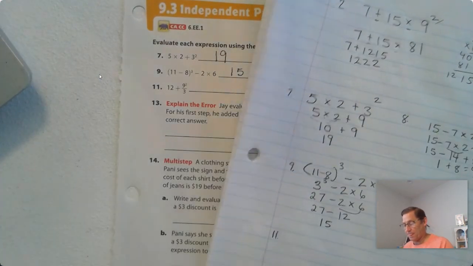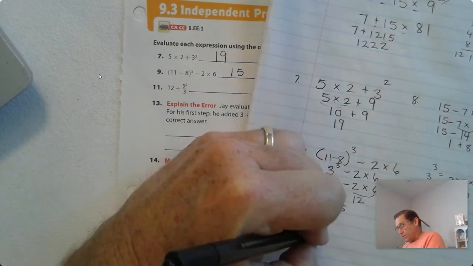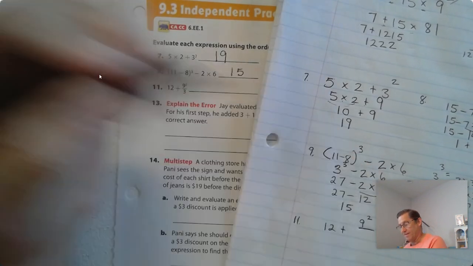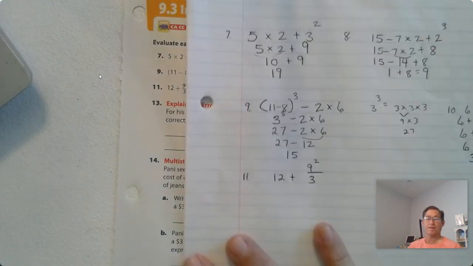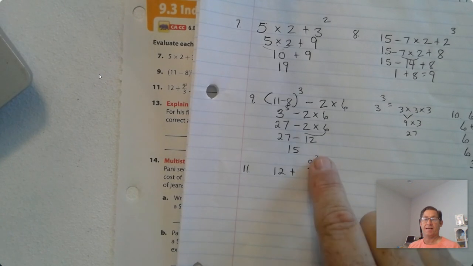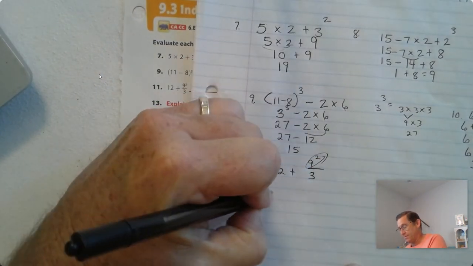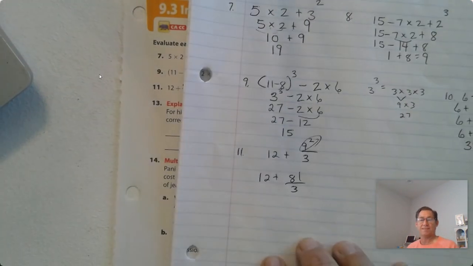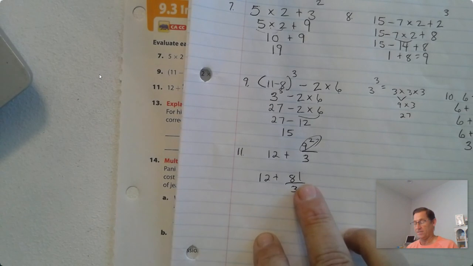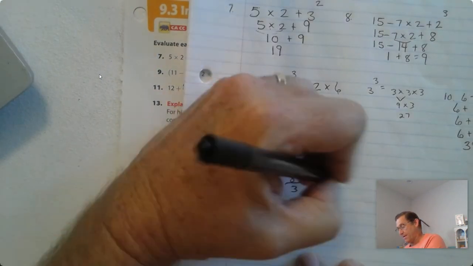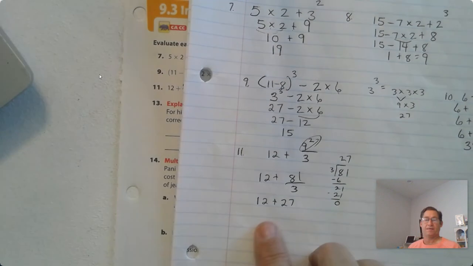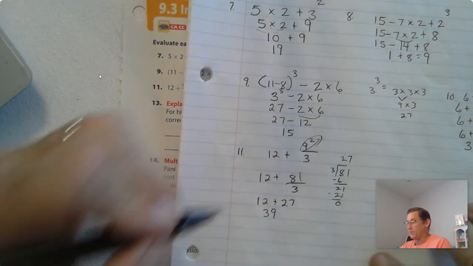Number 11. 12 plus 9 squared divided by 3. Okay, so addition, division, exponents. Let's do the exponents first. 9 times 9 is 81. So 12 plus 81 divided by 3. Let's do the division next. 81 divided by 3 is 27. And 27 plus 12 is 39.